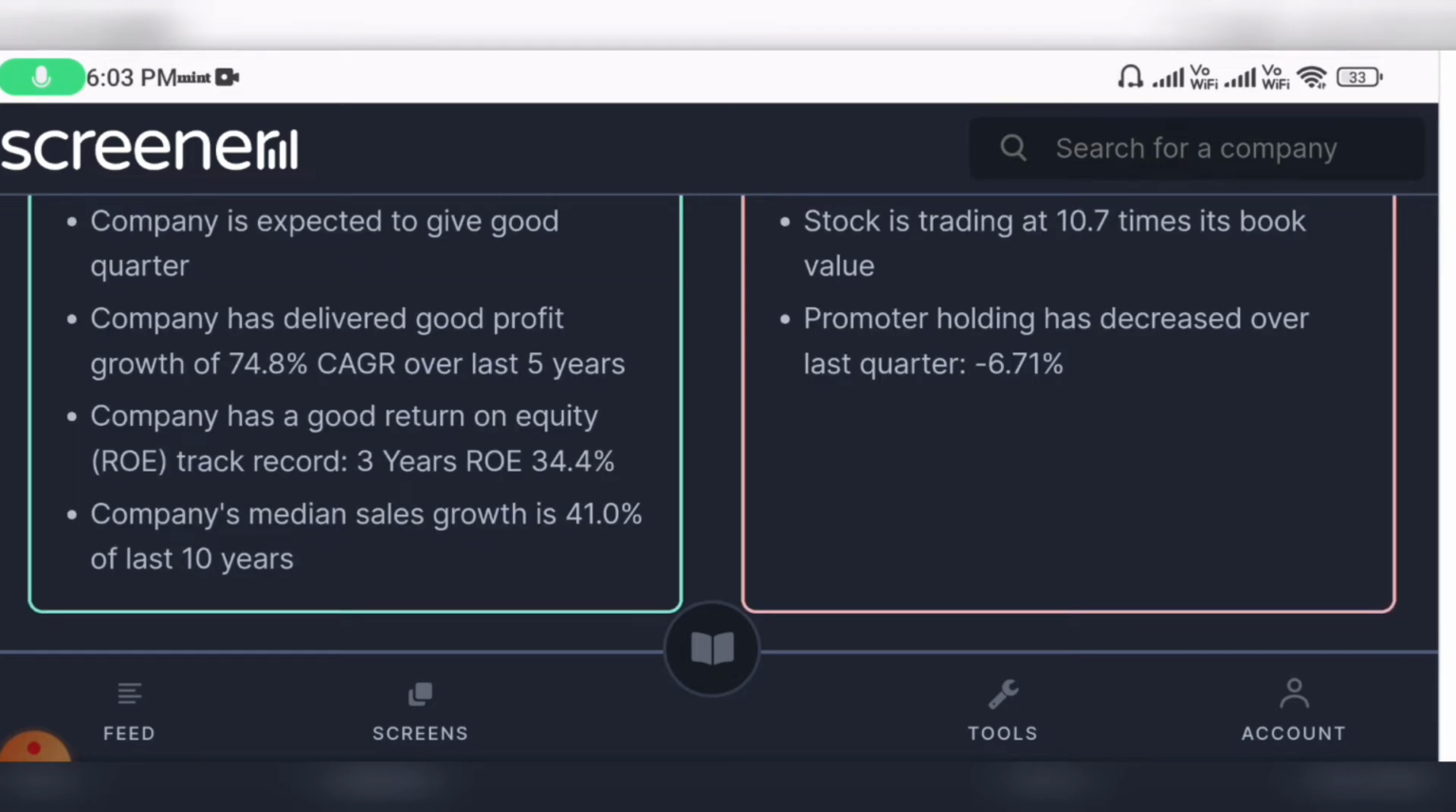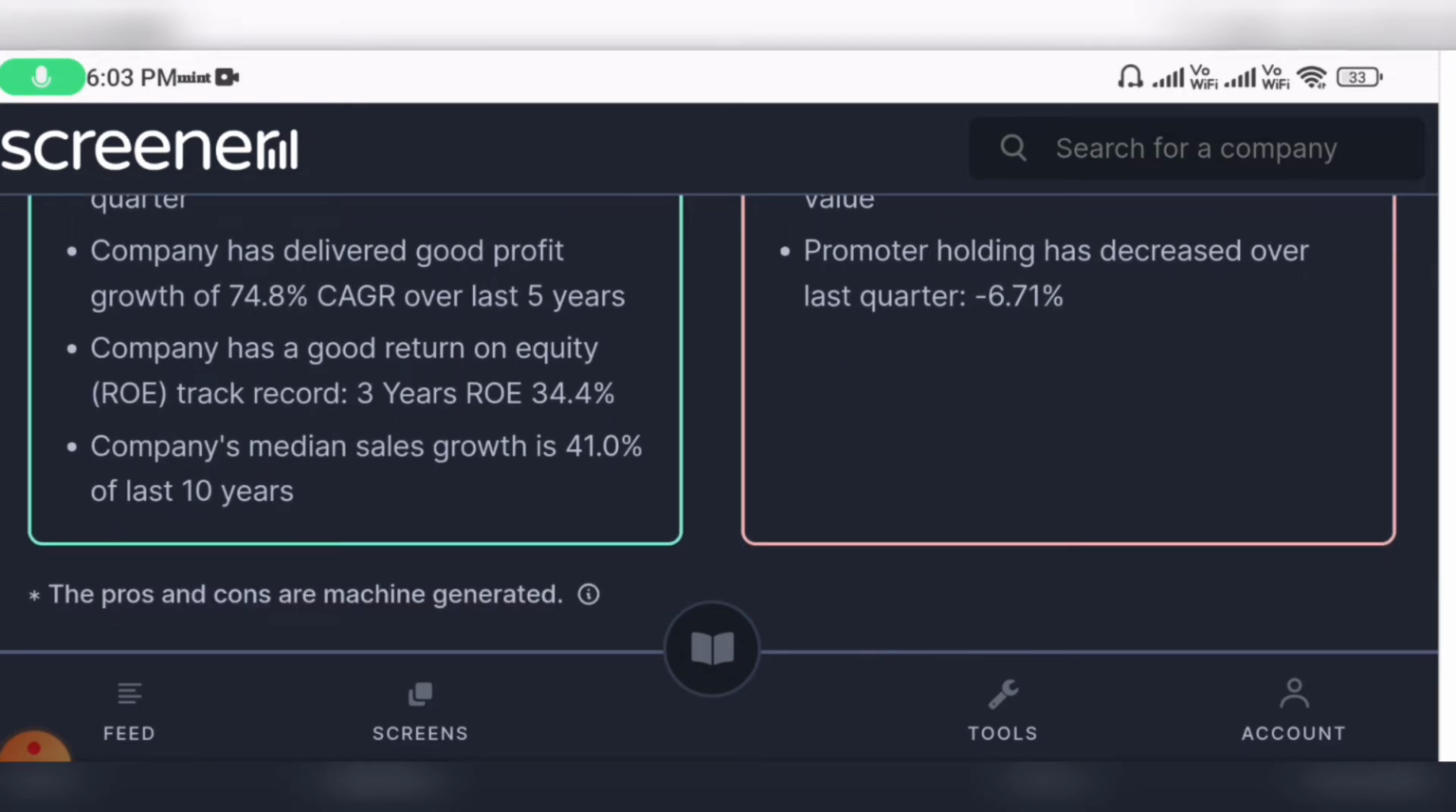You can see 74.8% of CAGR in the last 5 years. So it's simply brilliant. And then you can see the ROE and its median sales growth. So you can see that the stock is heading in the right direction. But this is just a hint, so you need to go down below and see its sales and profit percentage.